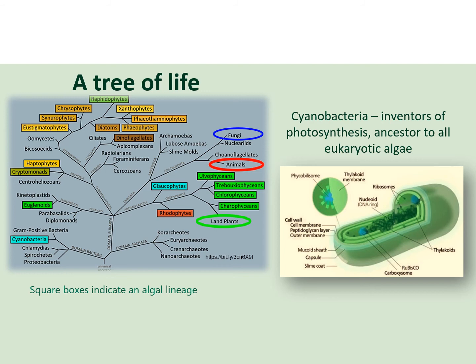Cyanobacteria evolved photosynthetic pigment 2.5 billion years ago. This gave these cells the capability to produce energy from sunlight for the first time in world history. And this gave them a huge evolutionary advantage because now they no longer needed to seek other sources of energy, but they could create the energy on their own from the sunlight.